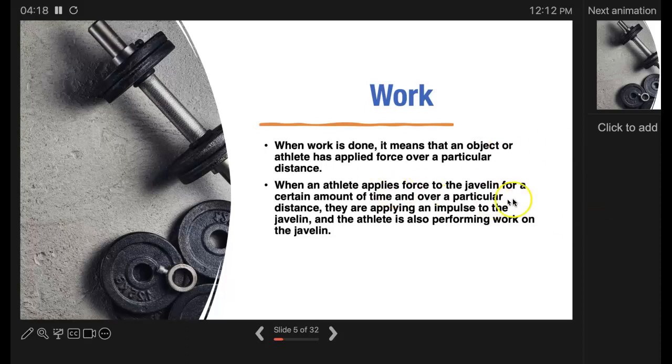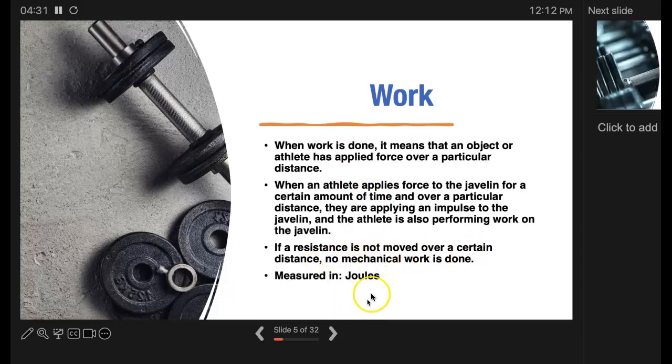So they're applying an impulse to the javelin, and the athletes are performing work on the javelin. So let's make sure you don't get those two mixed up there. If resistance is not moved over a certain distance, then no mechanical work is done, and it's usually measured in joules.